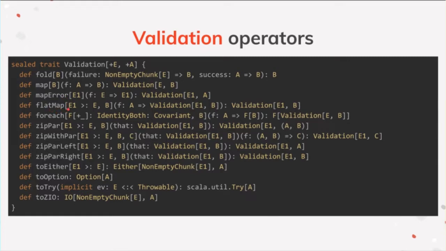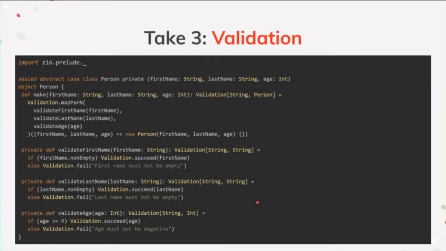And now, if we try to make an invalid person with an empty first name, empty last name, or negative age, we have a failure with a non-empty chunk containing all the errors that happen. So for example, first name must not be empty, last name must not be empty, and age must not be negative. So that's a lot better. And we didn't need to do any manual logic. And if we add more fields to this person data type, it will be really easy to add them. We just have to add new validations to this map par n constructor. So a lot better.